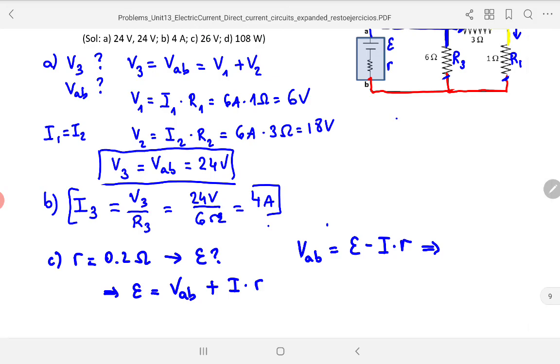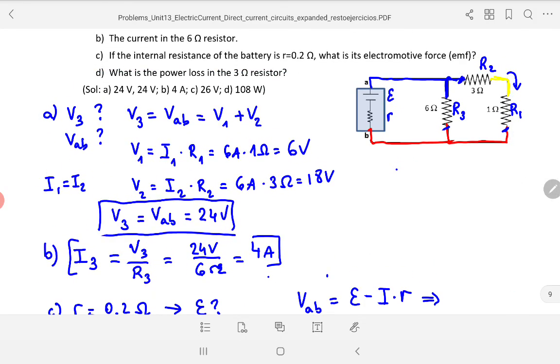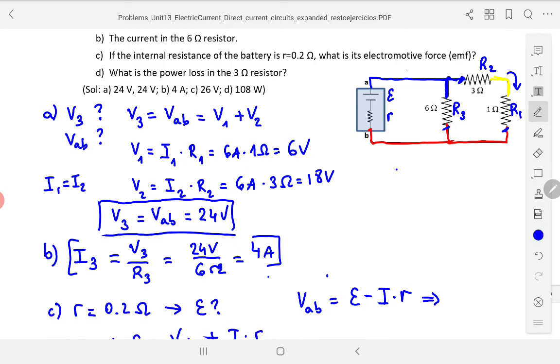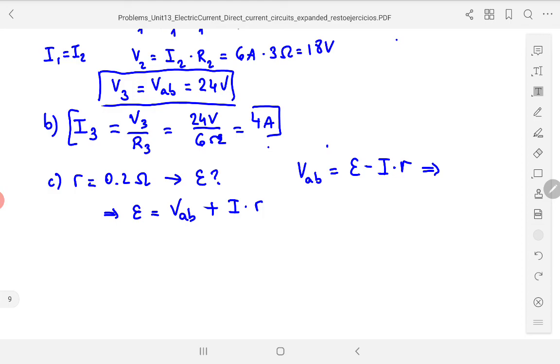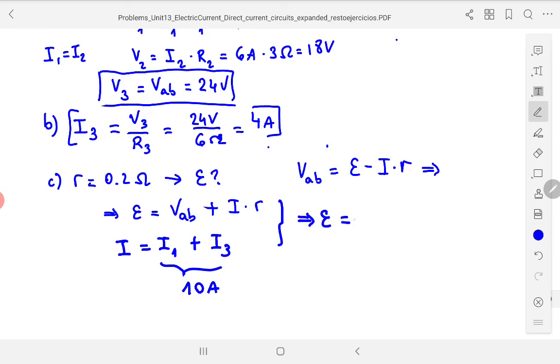Here we don't know yet what is the electric current. But if we go back to the drawing of the circuit, we can see that the current in this battery, which we call directly I, is divided at this junction into the current that goes through R2 and R1 plus the current that goes through R3. So the whole electric current is going to be equal to the one that goes through the first and the second resistors, which I call just I1, plus the one that goes through the third one. Okay, so joining everything together, we know that this is 10 amperes. So this electromotive force is going to be equal to 26 volts.